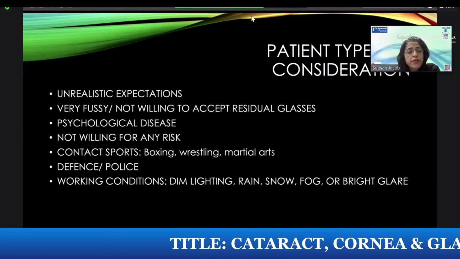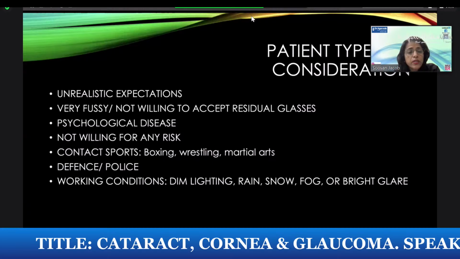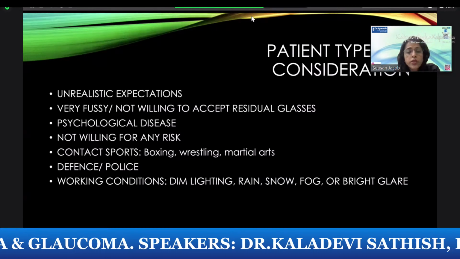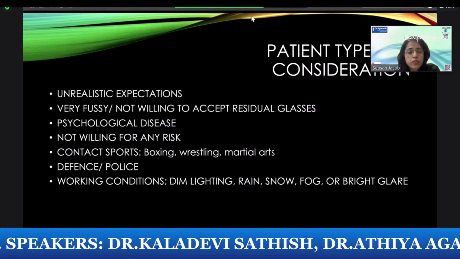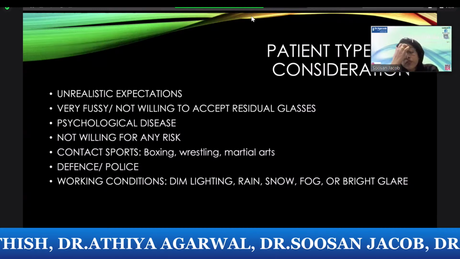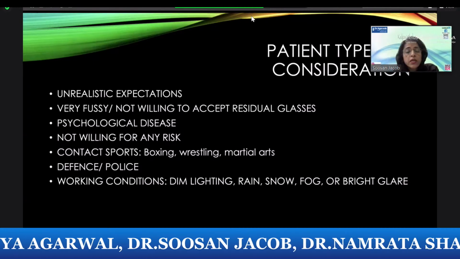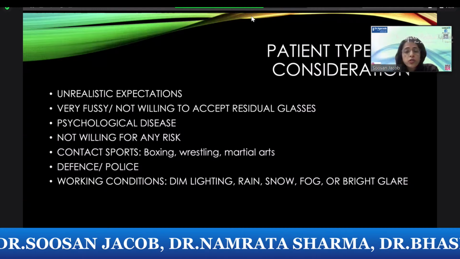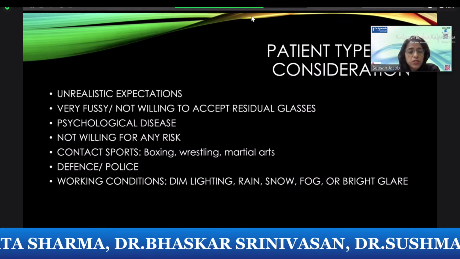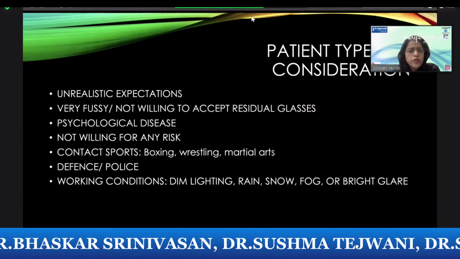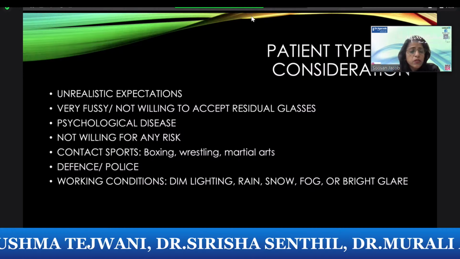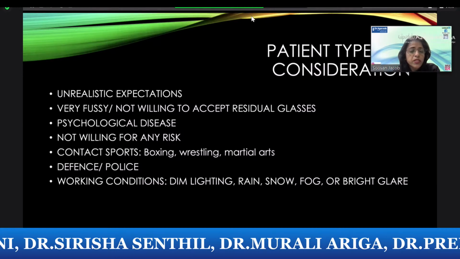Patient types: if the patient is unrealistic, you really have to sit down, take some chair time and explain to the patient what they're going to get out of the surgery. Very fussy patients who are not willing to accept any kind of residual glasses, you have to explain that this is not a magic surgery. Of course, you always have a wow effect with corneal-based refractive surgery, but you have to explain that there is a possibility in a small percentage of patients that they may have residual glasses. So explain all the possible complications that can happen post-refractive surgery, for example residual refractive error. Psychological diseases, not willing for any risks: these are other patients whom you have to take extra time talking to.